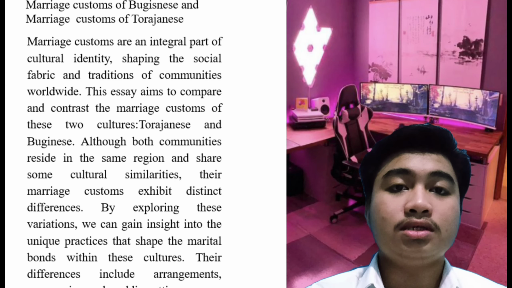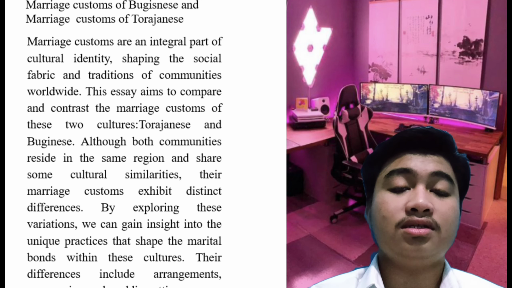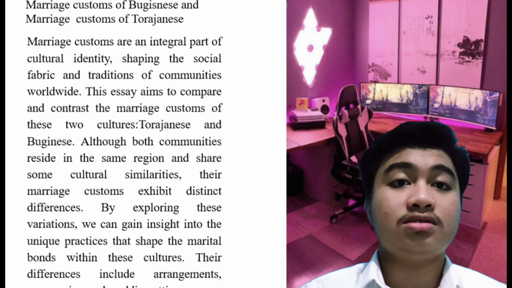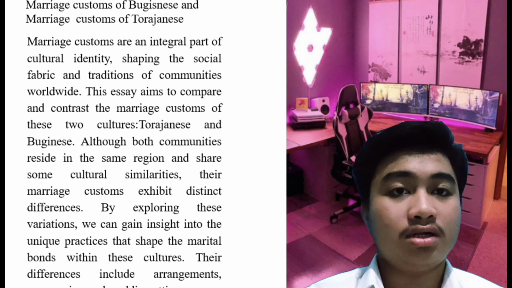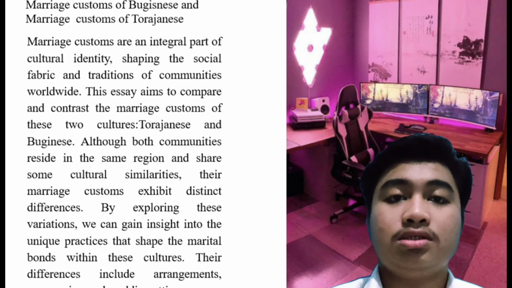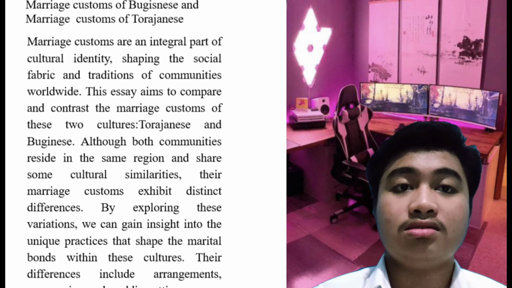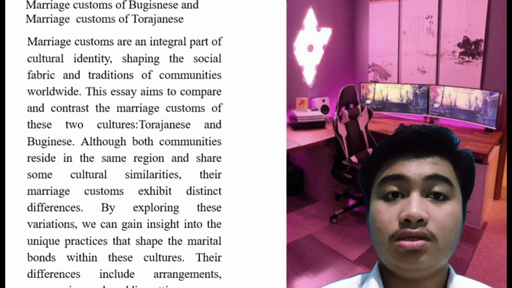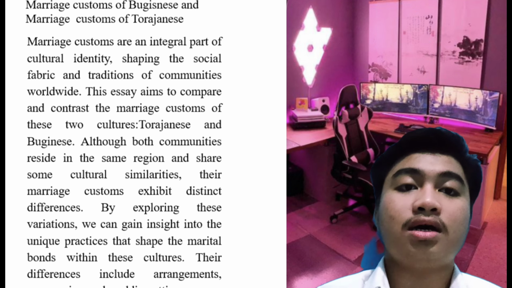Marriage customs of Buginese and marriage customs of Torajanese. Marriage customs are an integral part of cultural identity, shaping the social fabric and traditions of communities worldwide. This essay aims to compare and contrast the marriage customs of these two cultures, Torajanese and Buginese. Although both communities reside in the same region and share some cultural similarities, their marriage customs exhibit distinct differences. By exploring these variations, we can gain insight into the unique practices that shape the marital bonds within these cultures. Their differences include arrangements, ceremonies, and wedding attire.